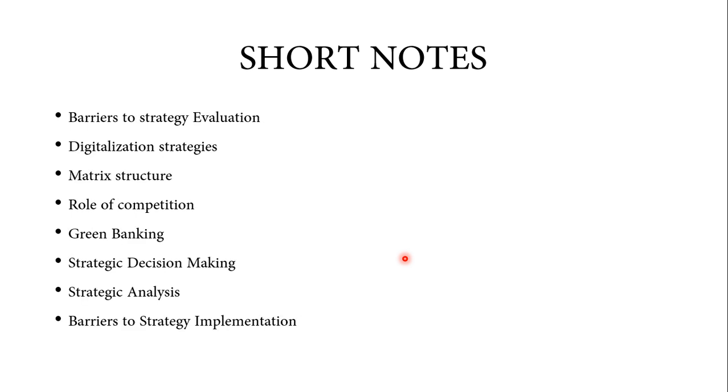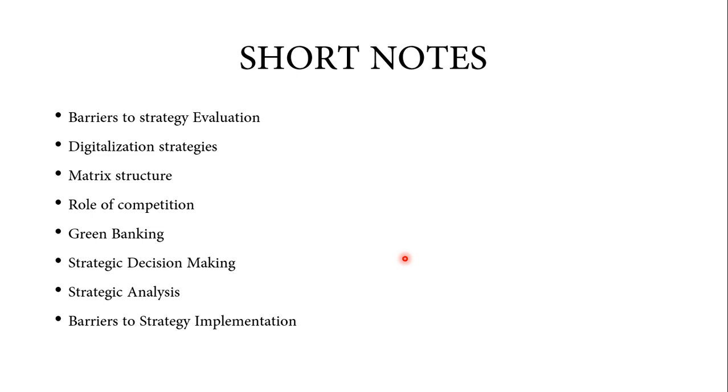Okay, now these are the extra short notes that you need to cover up, which are not there in long answers. So barriers to strategy evaluation, digitalization strategies, matrix structure, role of competition, green banking, strategic decision making, strategic analysis, barrier to strategy implementation. So these are other short notes which you need to cover up apart from those, because those will get covered up from your long answers itself.